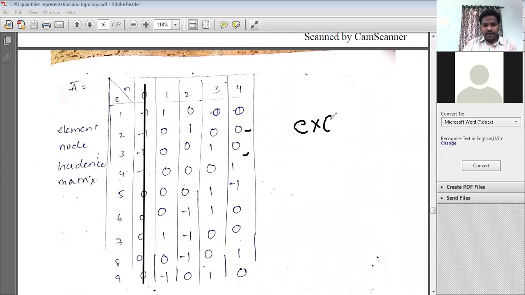Now what is n here? The number of nodes. What is E? The total line segments, or the number of elements that are connected. So E by n minus 1. We already know that E is equal to 9 and n is equal to 5, so n minus 1 is 5 minus 1, which is 4. That means we are going to exclude the column corresponding to the 0th node, right? Now that is the thing we are going to see here.